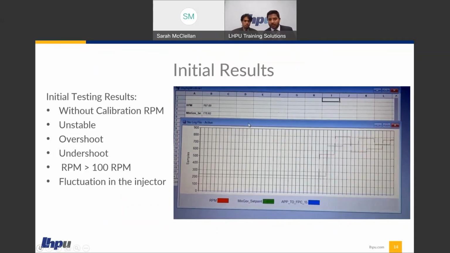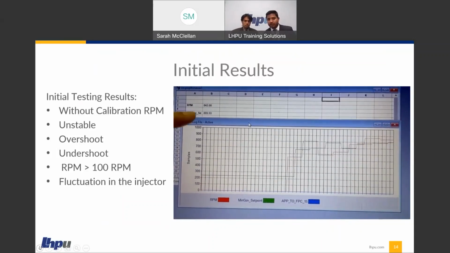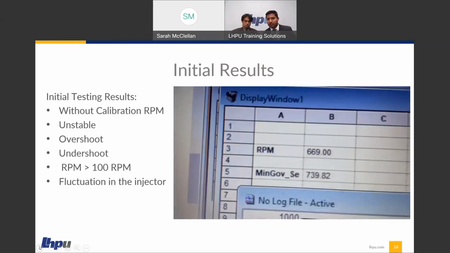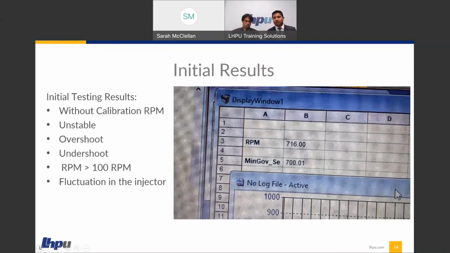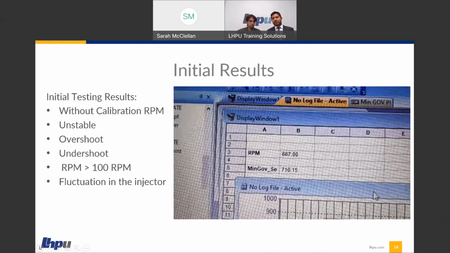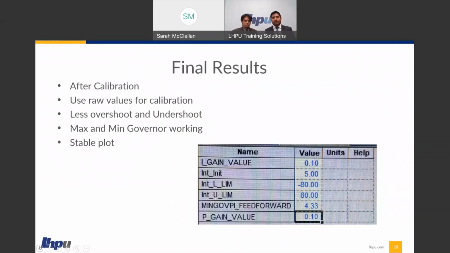So you can see that it's in the idle state, and the RPM in the idle state is fluctuating a lot. It goes from 731 to 832, which shows it's very unstable at this point. So for this, we made some changes.